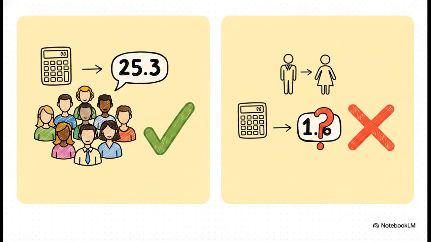So look at the example on the left. If you calculate the average age of your group and get 25.3, well, that's a meaningful number, right? Now look at the right. If you take the average of your sex variable and you get 1.6, what on earth does that mean? It's complete nonsense. So here's the rule. If the average is meaningful, your data is interval ratio. If it's meaningless, it's either nominal or ordinal.